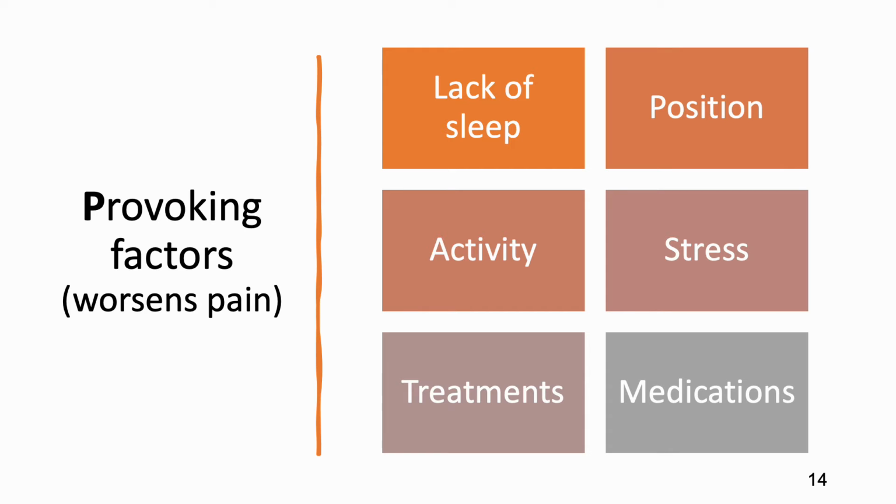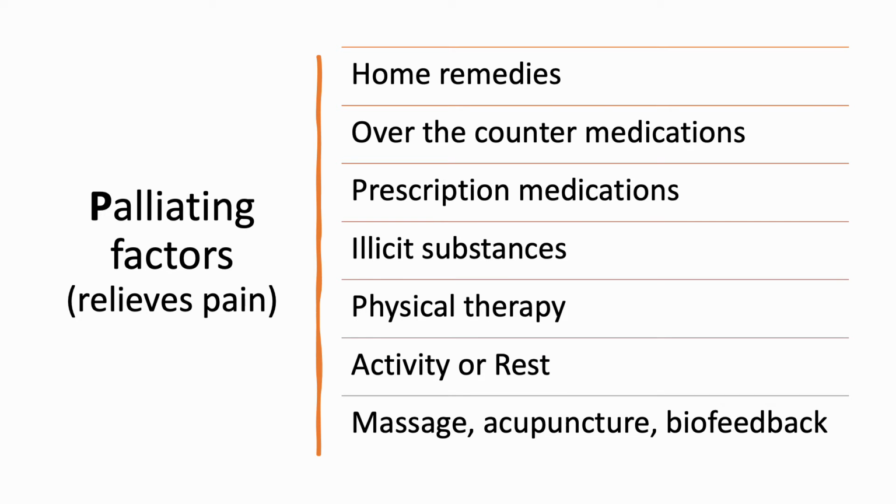I have patients with pulmonary artery hypertension that are on intravenous therapy for the pulmonary artery hypertension that absolutely worsens their pain. What are the palliating or the relieving factors? Are they home remedies? Asking about that is important. Over-the-counter medications, prescription, illicit substances. Many people are using cannabis to help their pain, and they might be hesitant, especially if they're in a state where it's not legal, to actually discuss it.